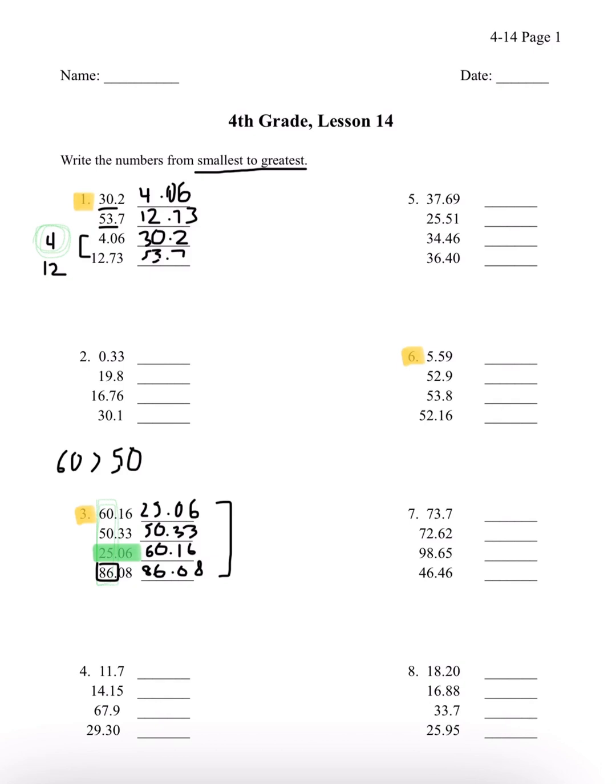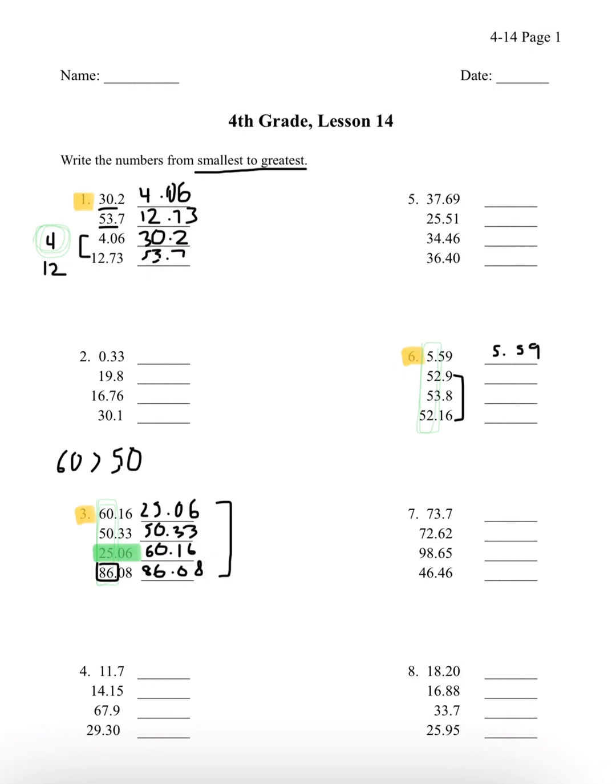Lastly, we have number 6. We have 5.59, 52.9, 53.8, and 52.16. They all have a 5 in the front, but let's look at it as a whole number. So in front of the decimal point, we have a 5, 52, 53, and a 52. So we have two 52s, but we know a 5 is the smallest number here. So let's write 5 first.